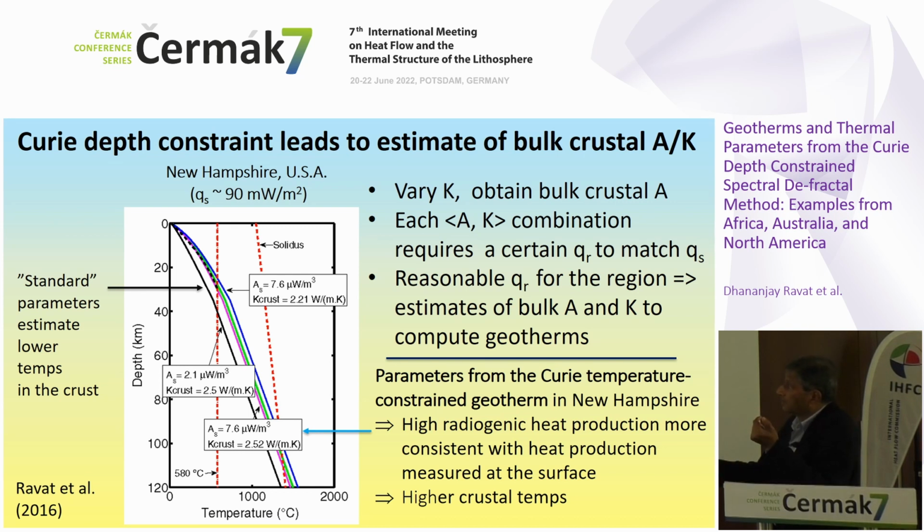Now, as you see over here, the radiogenic heat production is fairly high in some of these, but these happen to be coming from highly radioactive granitic regions in New Hampshire. So in this particular case, the Curie temperature-constrained geotherms in New Hampshire, at least, are consistent with the high radiogenic heat production rate values that you have. And that also means you have higher crustal temperatures than if you had no data and were just trying to use standard parameters.